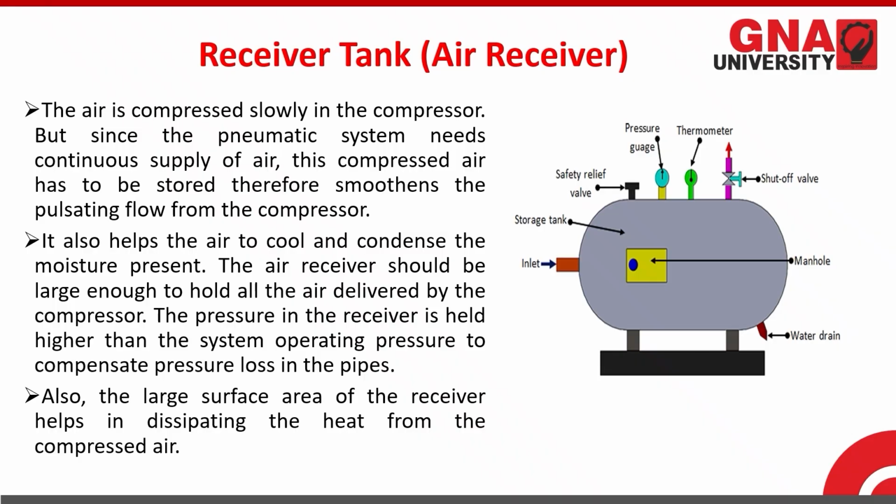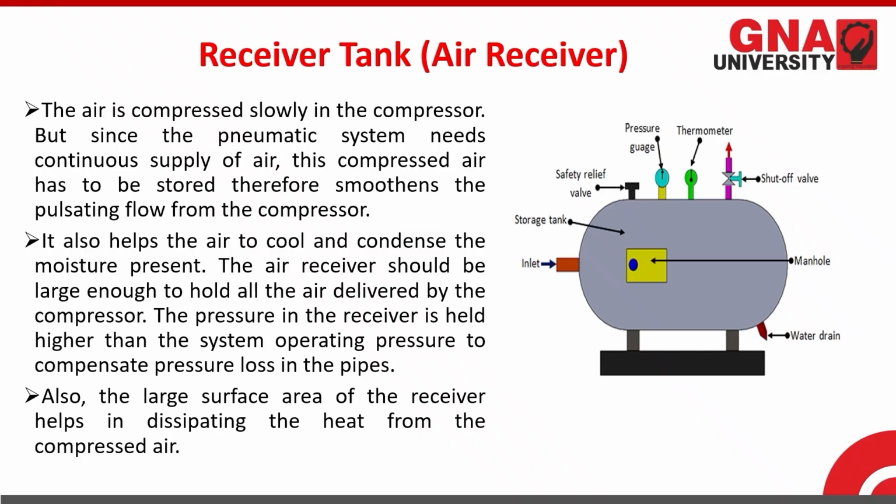The air receiver should be large enough to hold all the air delivered by the compressor. It should be of such a quantity that it can hold all the air that is compressed by the compressor. The pressure in the receiver is held higher than the system pressure. Now there are two types of pressure. One is the pressure of the compressed air, and the other is the pressure at which the air is required in the system. In most cases, the pressure of the air required in the system is less than the pressure of the air generated by the compressor.